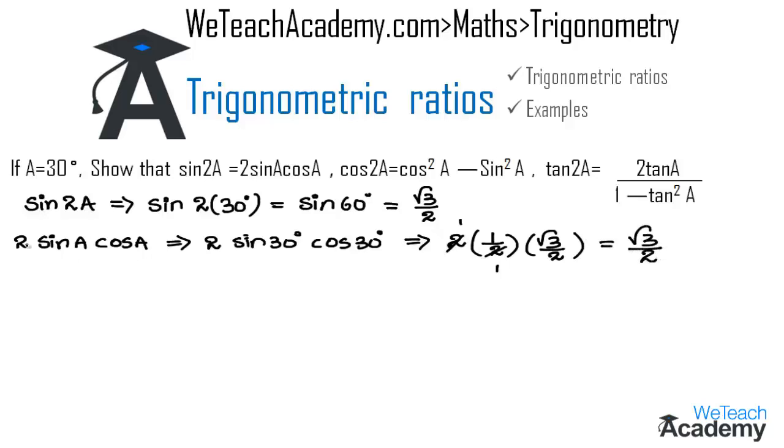So hence LHS is equal to RHS. We get here root 3 by 2 as the result. So we can say that sine 2a is equal to 2 sine a cos a.